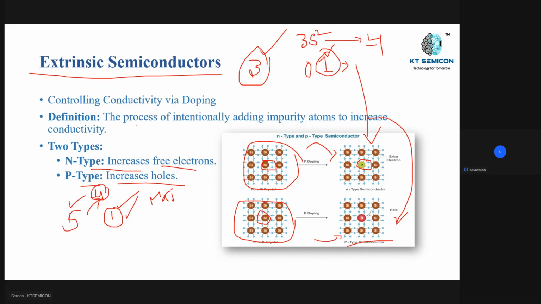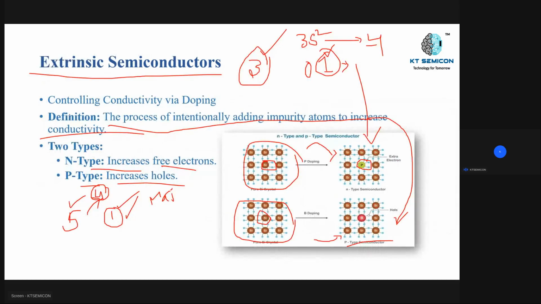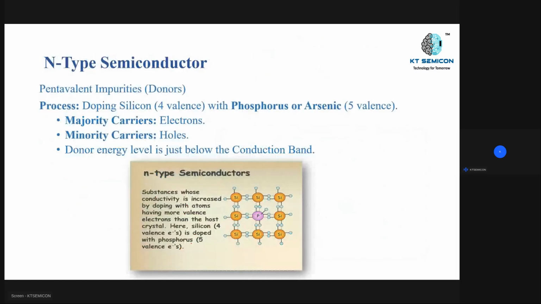Doping is the process of intentionally adding impurity atoms to increase conductivity. In intrinsic semiconductors we have less conductivity. That's why we dope the impurities, to increase the conductivity, right? So when we add trivalent atoms, we get p-type semiconductors. When we add pentavalent, fifth group atoms, we get n-type semiconductors.